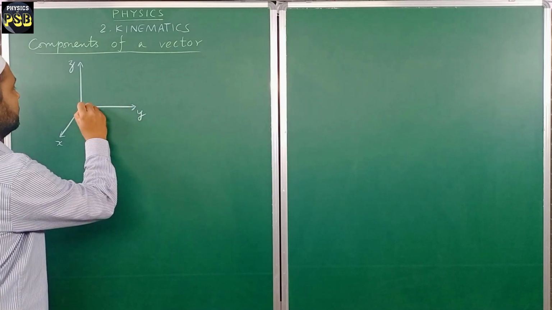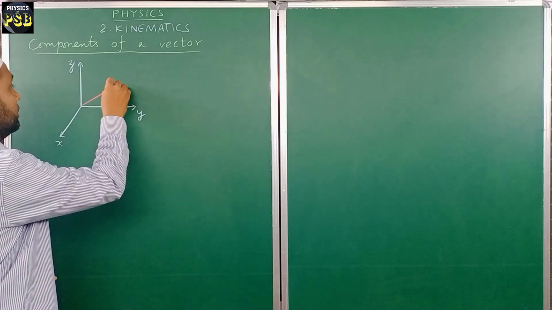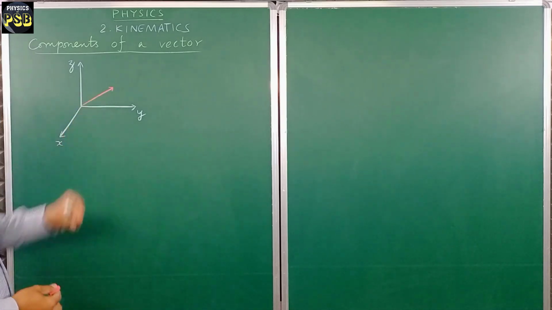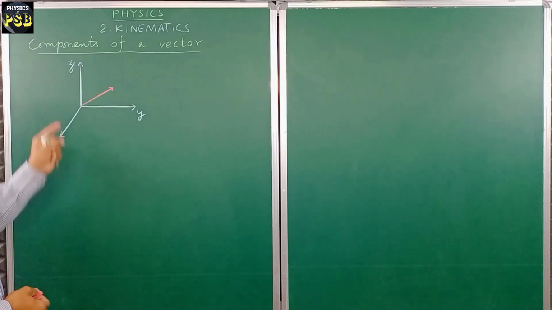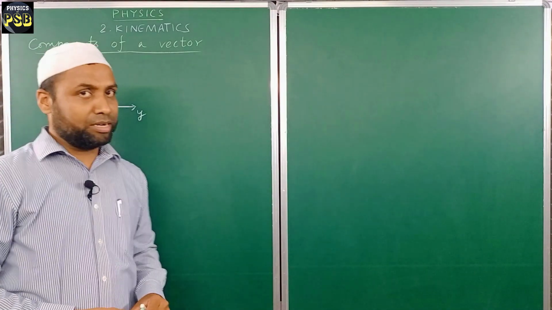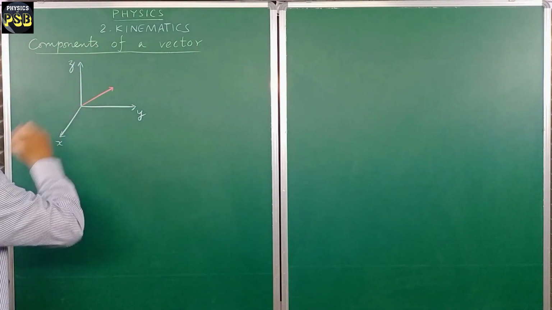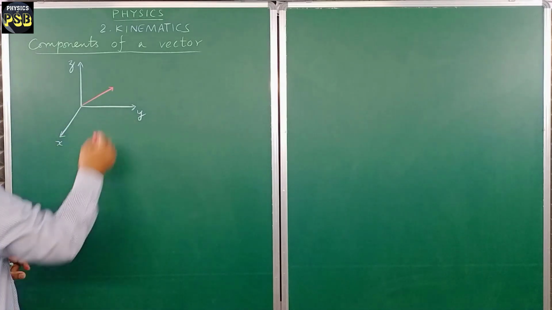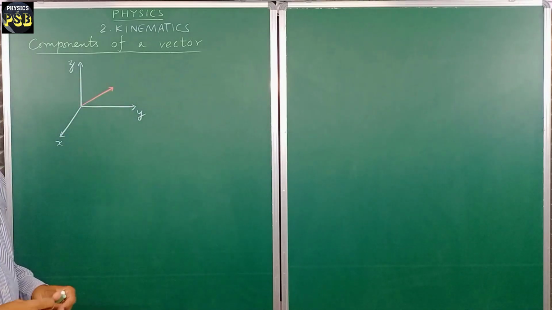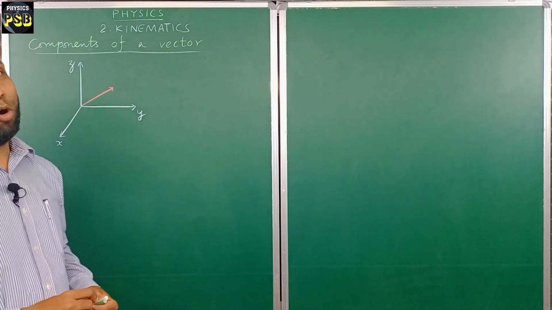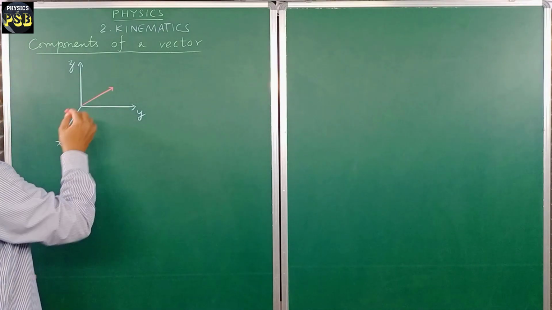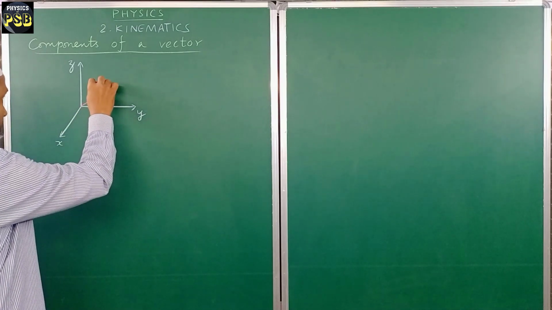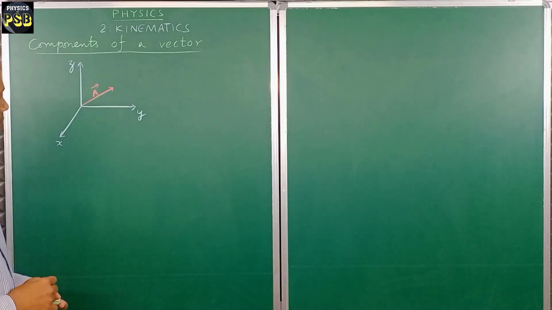Now, here I draw a line with the arrow head. This line actually represents a vector. This is the geometrical representation of a vector. The starting point of this line is referred as tail, and this point where it ends is called as head of the vector. Now let me give some name to this vector. I call it as vector A.